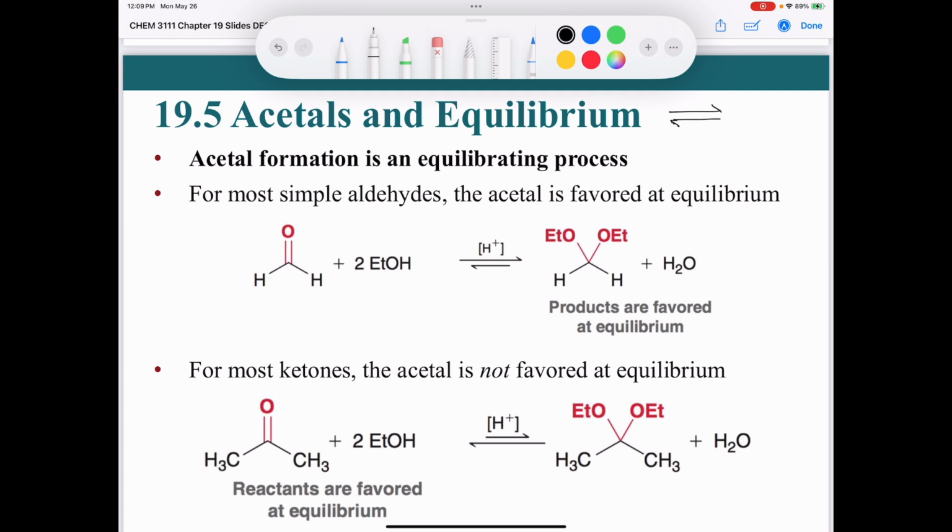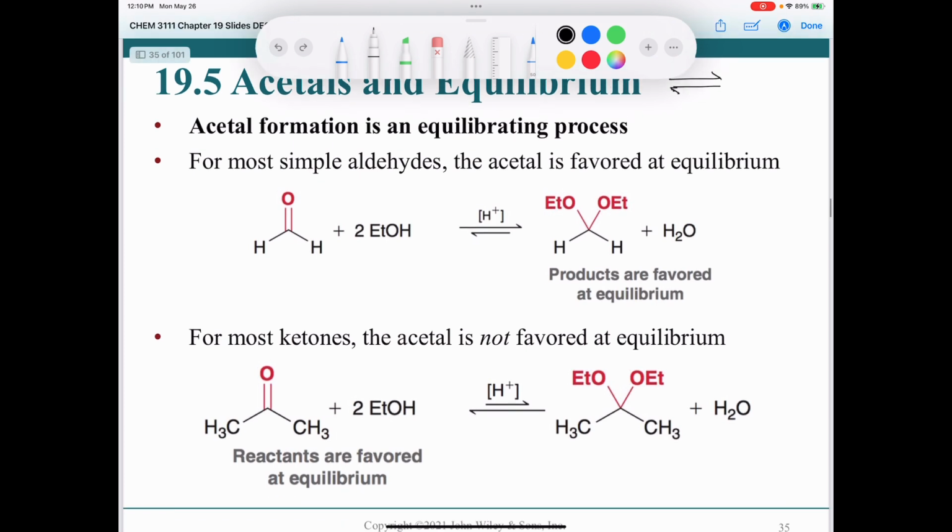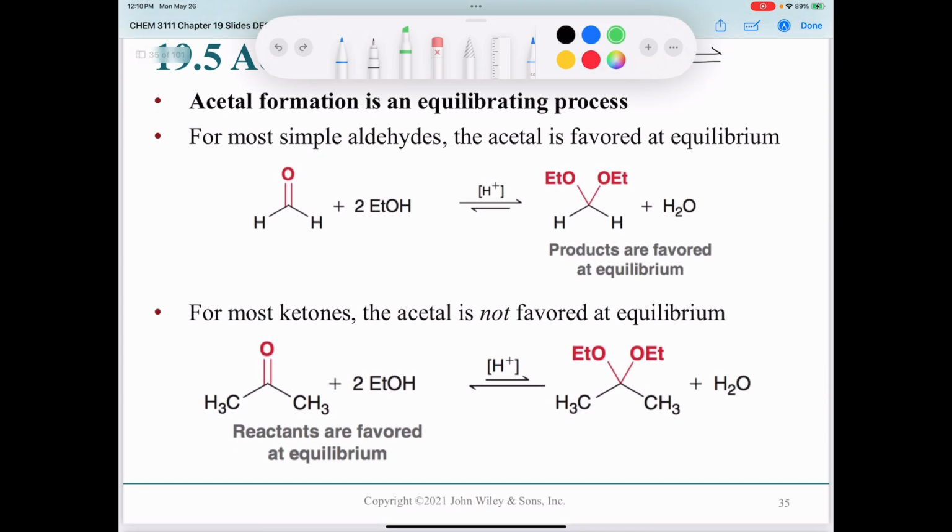You notice here, if we take formaldehyde and treat it with 2 equivalents of ethanol, in that case, since it's a very simple aldehyde, the equilibrium is actually going to favor the product, the acetal. But if you have a ketone, it tells you right here flat out that the acetal is not favored. And so what are you going to do to push the reaction forward? Put another way, how can you get the reaction to go in this direction and have almost none of the reverse reaction? Well, in order to do that, we're going to employ Le Chatelier's principle.